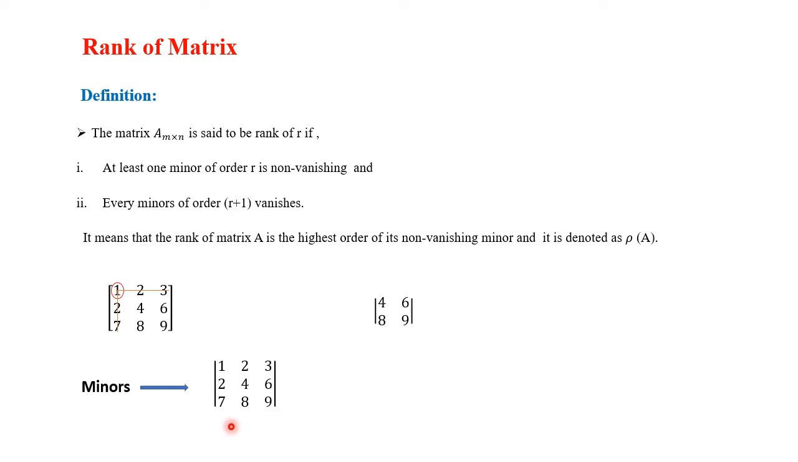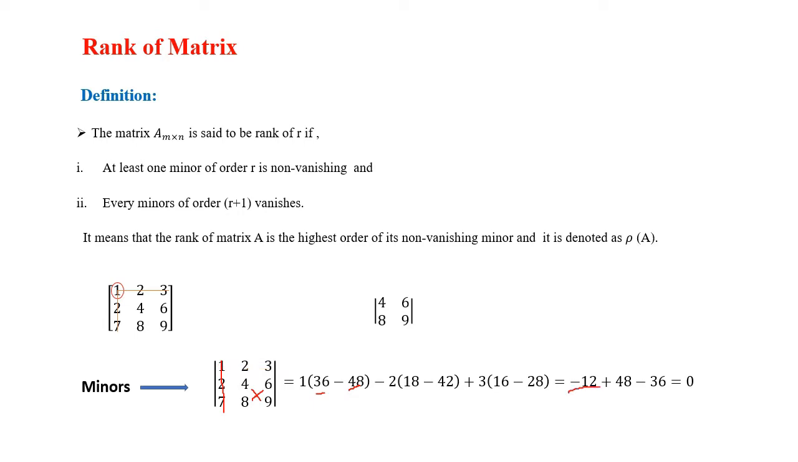Just solve this determinant. Firstly we have to consider the first element in the first row and delete the first column and the first row. After deleting the first column and the first row, take the cross multiplication of remaining elements. So 4 into 9 is 36 minus 8 into 6 is 48. So 36 minus 48 is minus 12 and minus 12 into 1 is what? Minus 12. This is your first element.